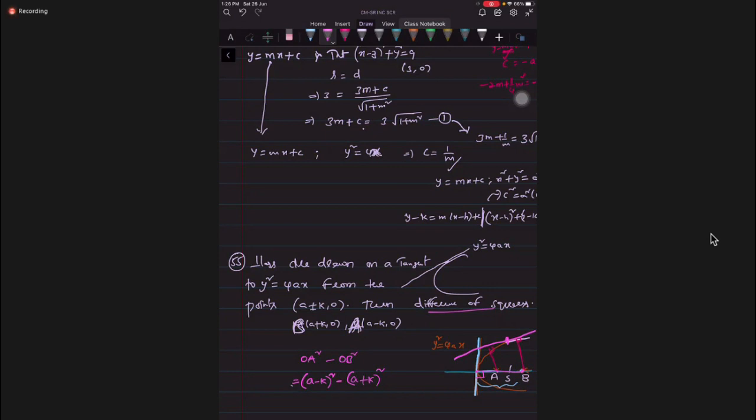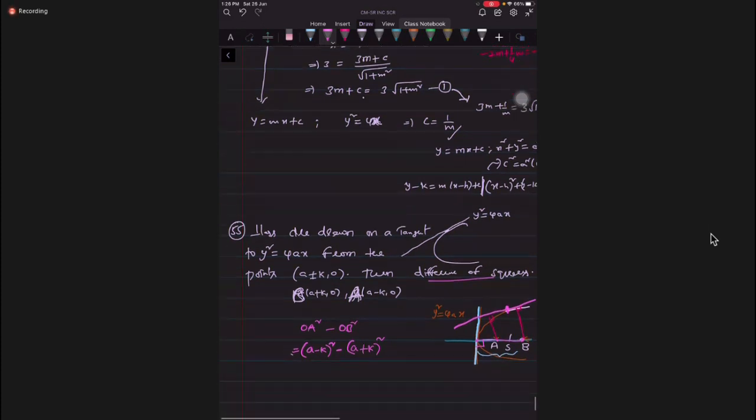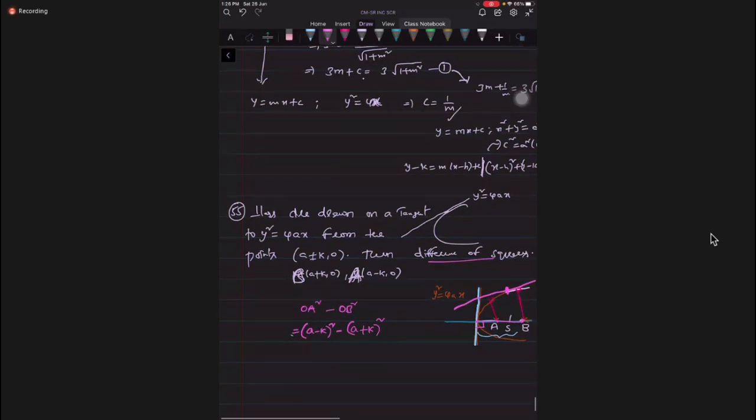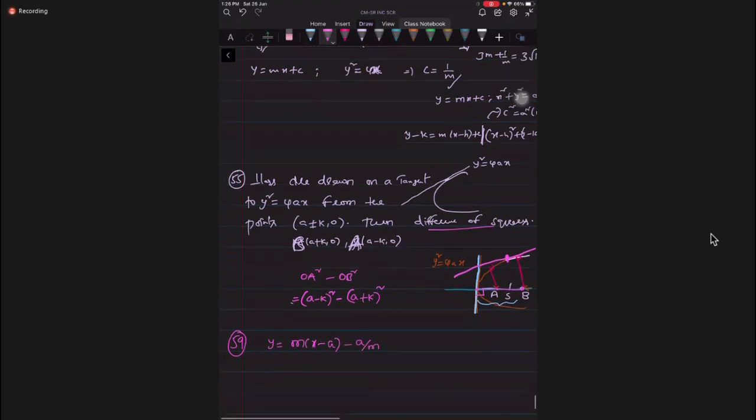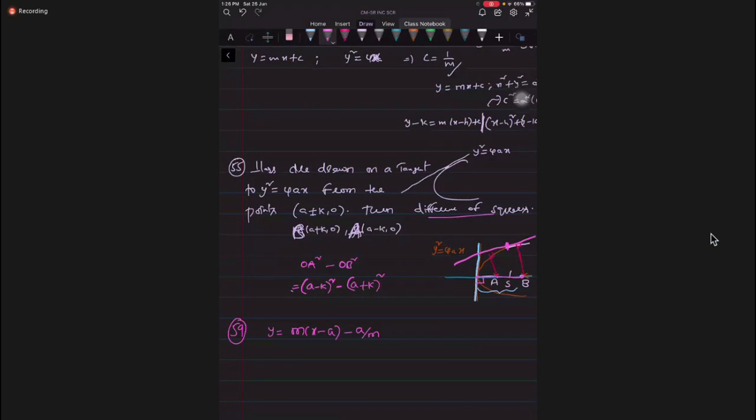59. For all the values of m, the line touches which parabola? See here, no need to solve this question fully. y equal to m into x minus a by m. Is it right, students? Now you can tell me, it is the tangent to the parabola whose vertex is a comma 0, right?